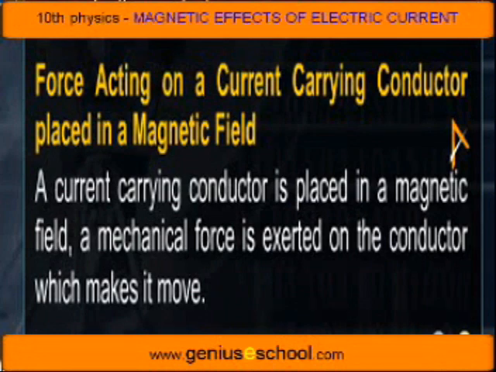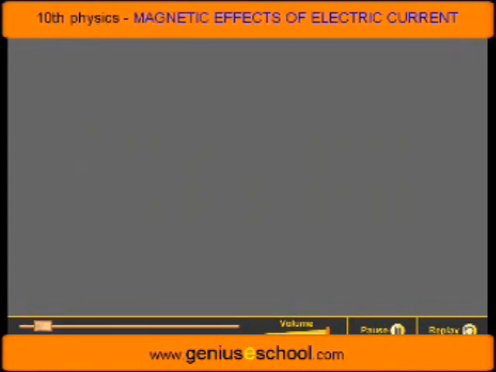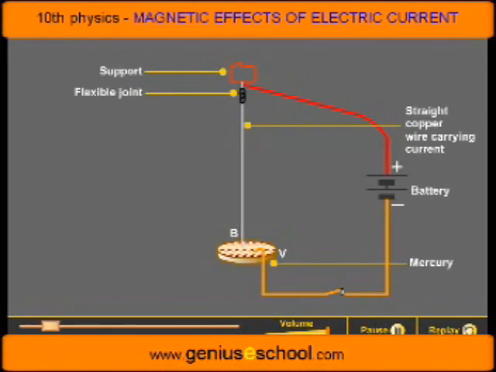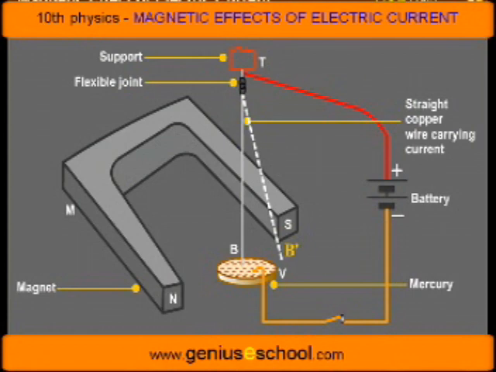Force acting on a current carrying conductor placed in a magnetic field. A thick copper wire AB is suspended vertically from a support T by means of a flexible joint. The lower end B of this wire is free to move between the poles of a U-shaped magnet M. The lower end B of the wire just touches the surface of mercury kept in a shallow vessel V so that it can move when a force acts on it.